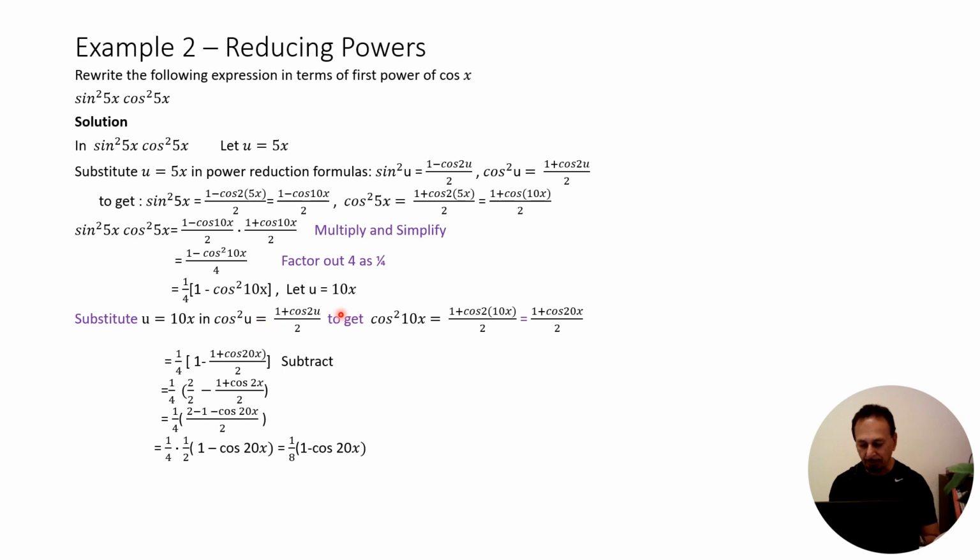We let u is equal to 10x now. We substitute u equal to 10x in the power reduction formula, cosine square equals 1 plus cosine 2u over 2. So we get cosine square 10x equals 1 plus cosine 2 times 10x over 2, which becomes 1 plus cosine 20x over 2. Now we take this result, and with the cosine square 10x we write here, right there. So we get 1 over 4, 1 minus cosine square 10x replaced with 1 plus cosine 20x over 2.